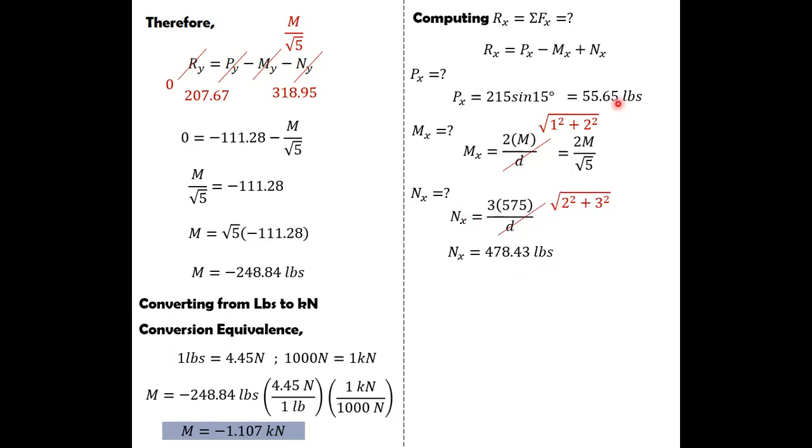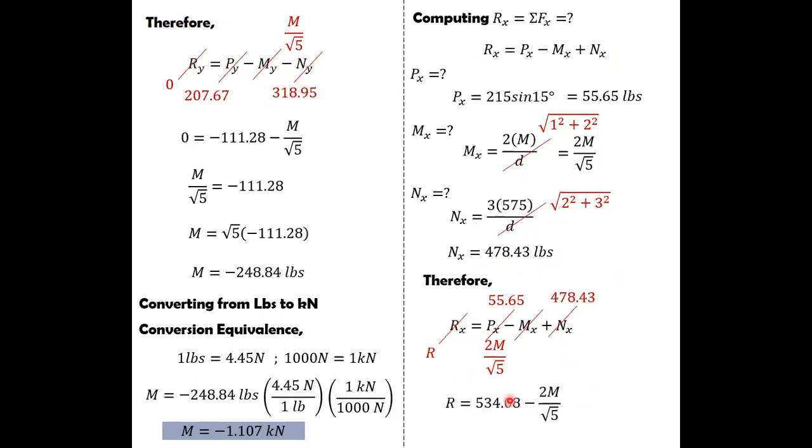Okay, so balik na tayo dito sa general equation natin. And then i-substitute natin yung Px na 55.65, yung Mx na 2M over square root of 5, yung Nx na equivalent to dito, 478.43. And then remember, Rx is also equivalent to the resultant force. Okay, so therefore this is going to be the resulting equation.